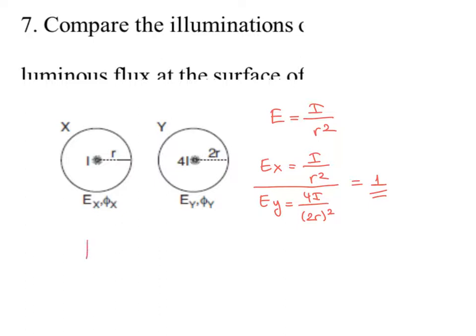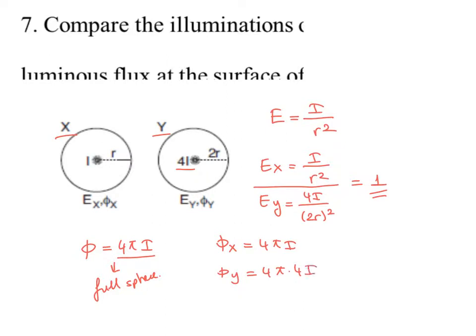The luminous flux is equal to 4 pi times the intensity for a full sphere, as X and Y are full spheres, so I can use this formula. So the flux of X is equal to 4 pi I. The flux of Y is equal to 4 pi times the light intensity 4I. So the ratio is equal to 1 over 4.